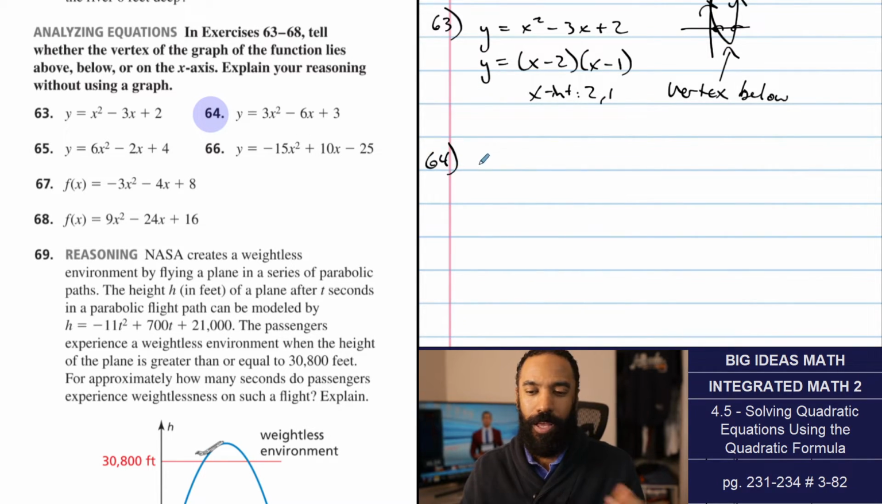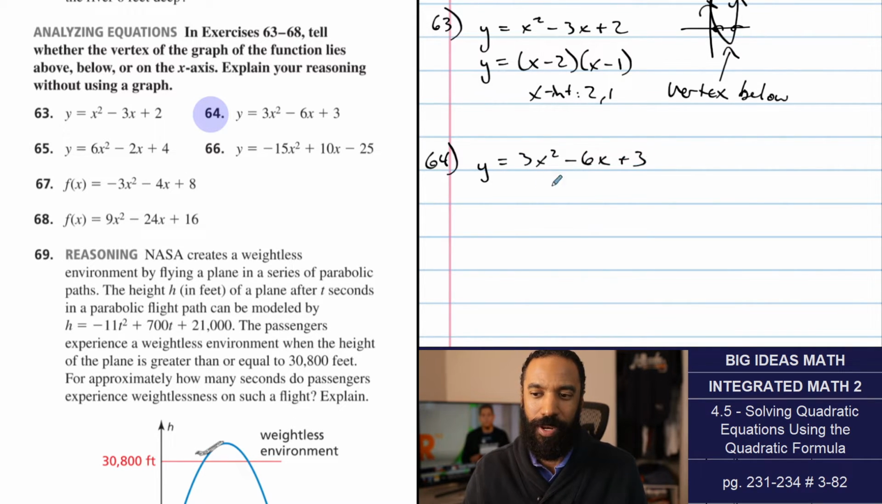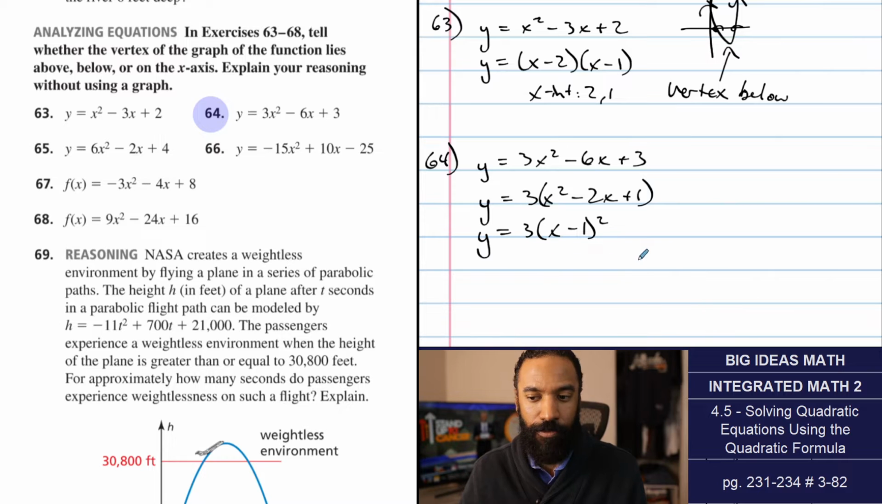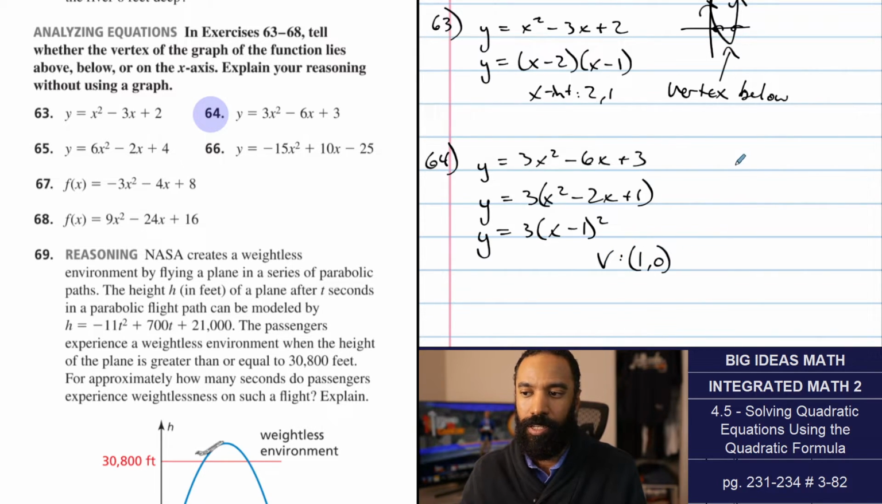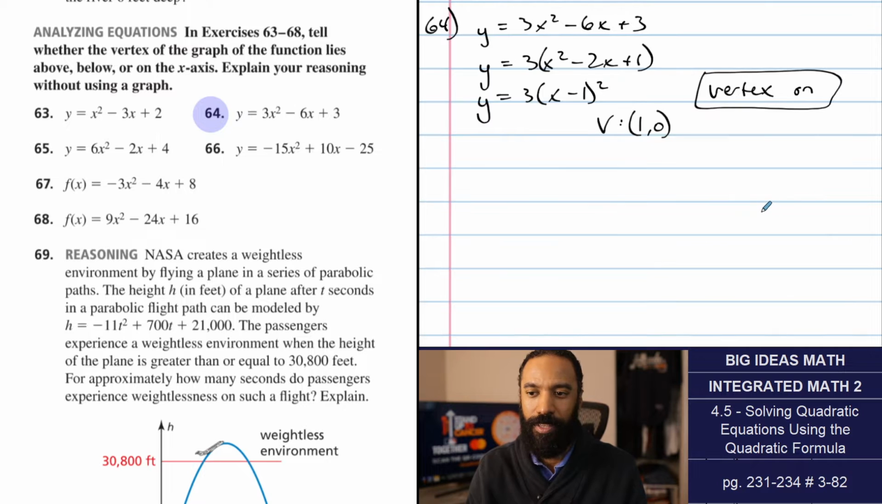64. Y equals 3x squared minus 6x plus 3. There's a GCF of 3, which actually does kick things off. 3 times x squared minus 2x plus 1. This is a perfect square trinomial, x minus 1 quantity squared. If you know anything about anything, guys, this is vertex form. The vertex is at 1, 0. You know what that means? Vertex on. It's on the x-axis. When I say on, that's what I mean.